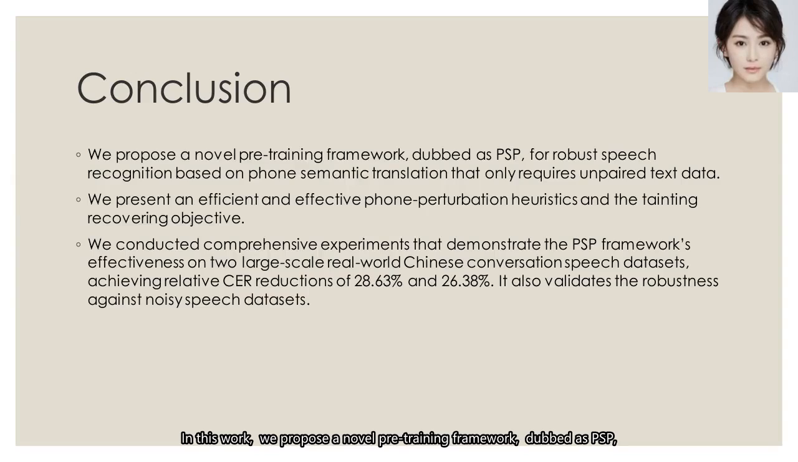In this work, we propose a novel pre-training framework, dubbed as PSP, for robust speech recognition based on phone-semantic translation. Our framework includes 3 stages with unpaired text pre-training, self-supervised learning, and in-domain real data fine-tuning. To facilitate the performance, we introduce phone perturbation heuristics and the tainting recovering objective during the self-supervised learning stage. We conducted comprehensive experiments that demonstrate the PSP framework's effectiveness on large-scale real-world Chinese conversation speech datasets, achieving relative CER reductions of 28.63 and 26.38. It also validates the robustness against noisy speech datasets.